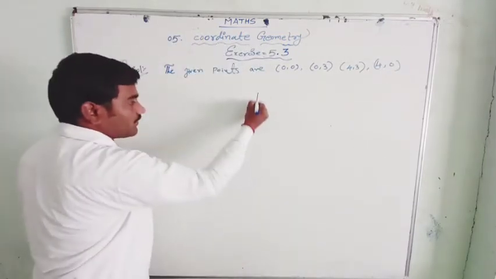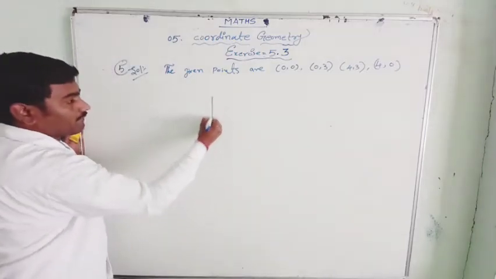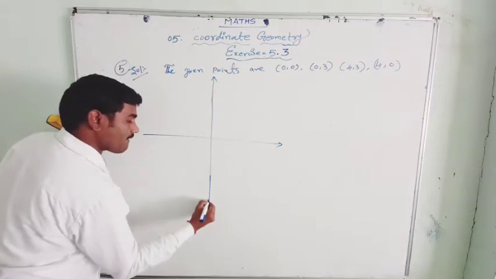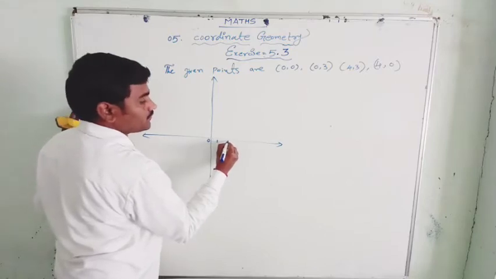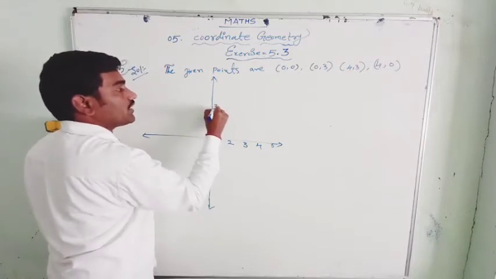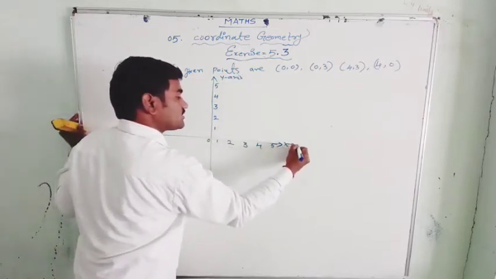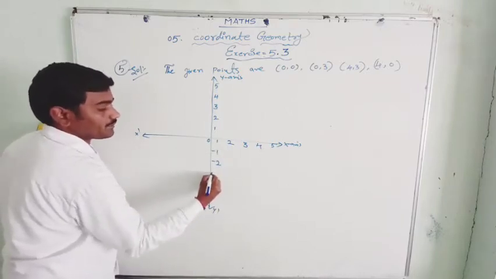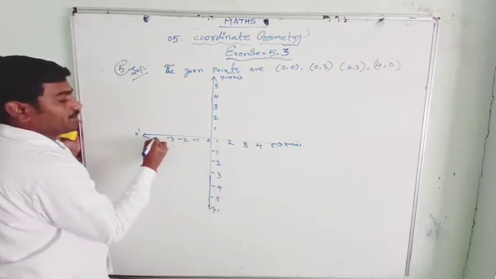First of all, let us draw the Cartesian plane here. 0, 1, 2, 3, 4, 5 and 1, 2, 3, 4, 5. This is the y-axis, this is the x-axis. This also needs to be done on the graph paper itself. All these problems should be done on the graph paper only. It is very easy to do on the graph paper.